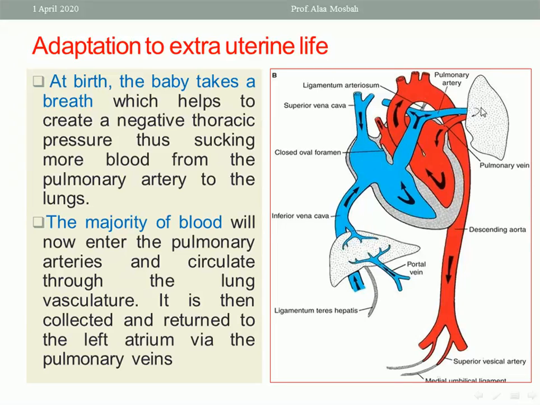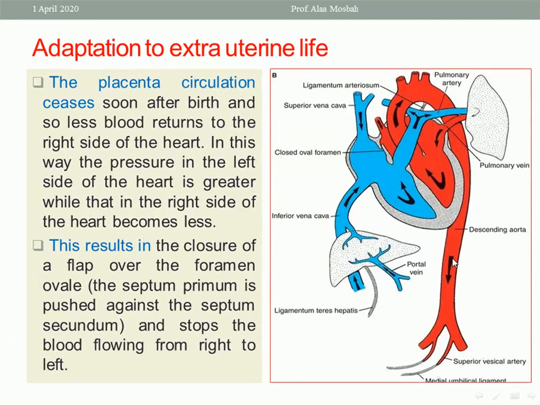So the pulmonary artery will do its job very well to pass the blood to the lungs. The circulation inside the lung will occur, and then the pulmonary veins will return the blood to the left atrium, to the left ventricle, and then the oxygenated blood will be pumped to the systemic circulation. The placental circulation ceases soon after birth, and so less blood returns to the right side. No more circulation through the ductus venosus to the inferior vena cava, so the blood to the right side decreases.